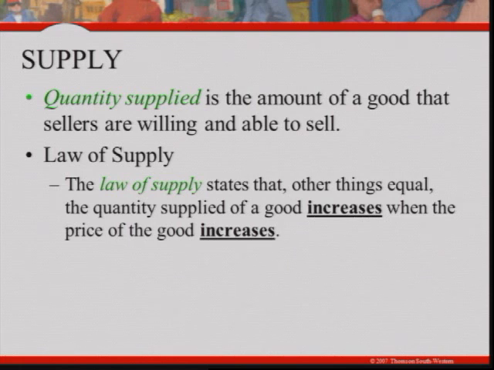All right, now we're talking about supply and the behavior of our sellers. Quantity supplied is the amount that they're willing and able to sell at each price. We're going to look at it in terms of different prices. You can see that there's a positive or direct relationship between the quantity supplied of a good and the price. As one goes up, the other will increase.